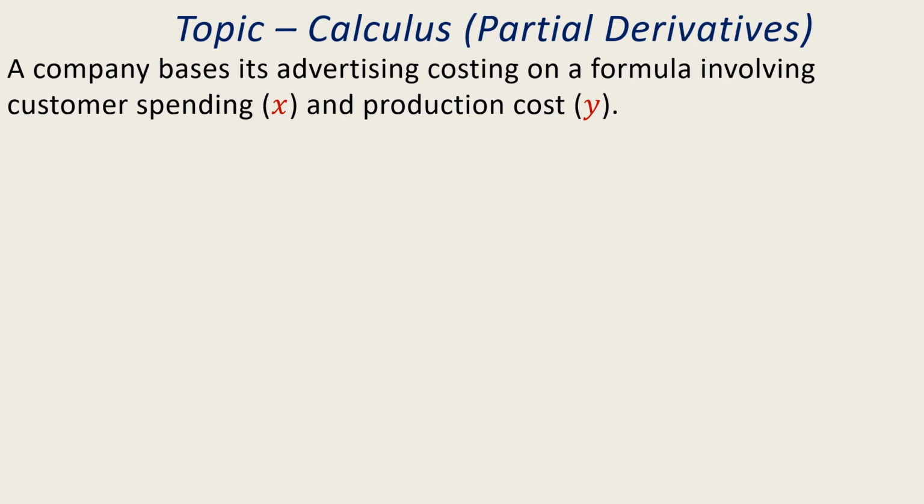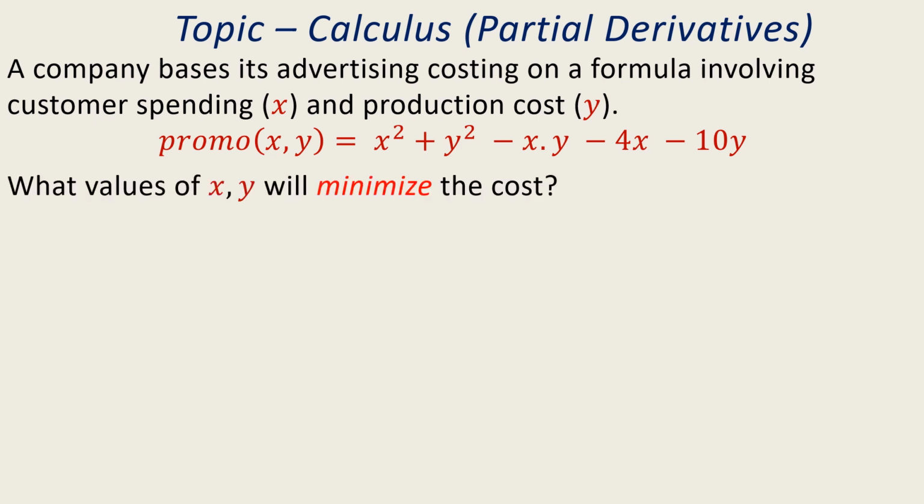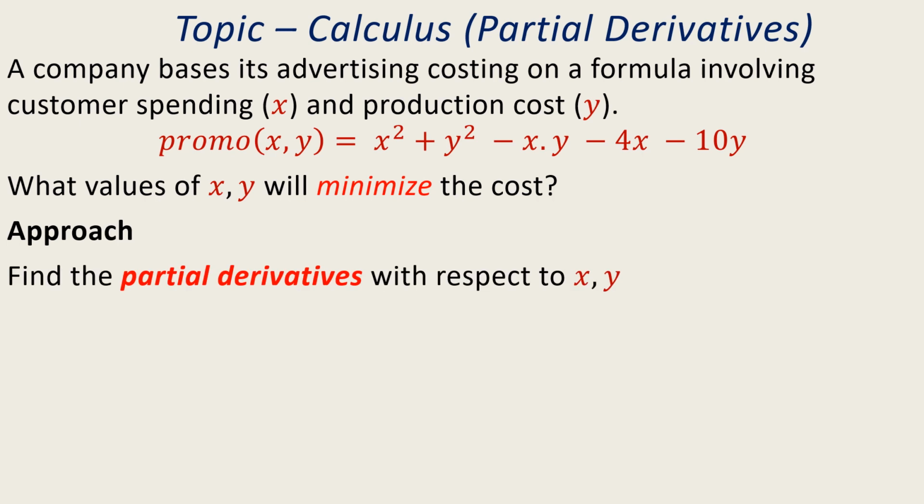We also looked at the concept of optimization where we have more than one variable. So again, a typical example: you have some two variable function and you are asked to find the values of those two variables that will minimize, or sometimes maximize, it. And again, a very similar approach.